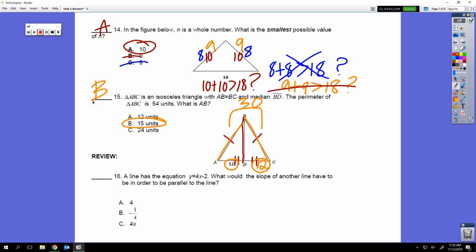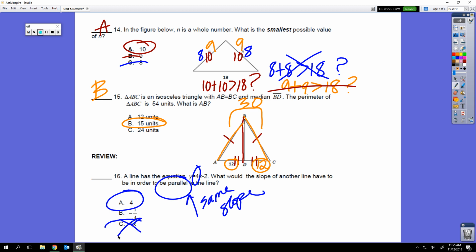Okay, here we start review. So 16, a line has the equation y equals 4x minus 2. What would the slope of another line have to be in order to be parallel? So you have to remember that parallel means the same slope. The slope of this line is 4, so the slope of your parallel line is also 4. Be careful that you don't pick C here, okay, because it has an X on it. The slope is just 4.